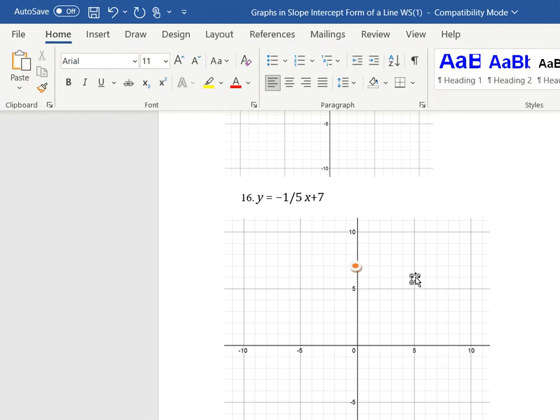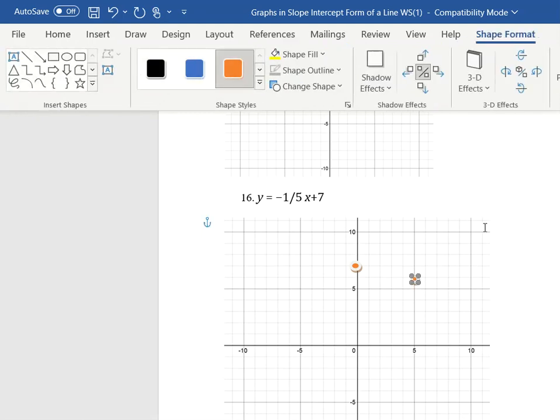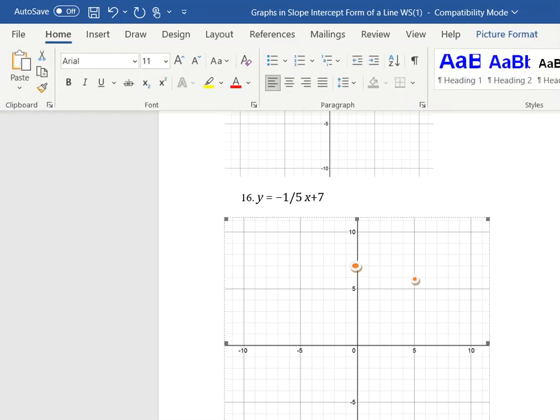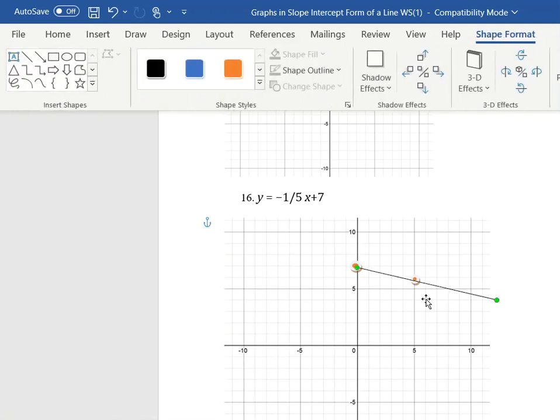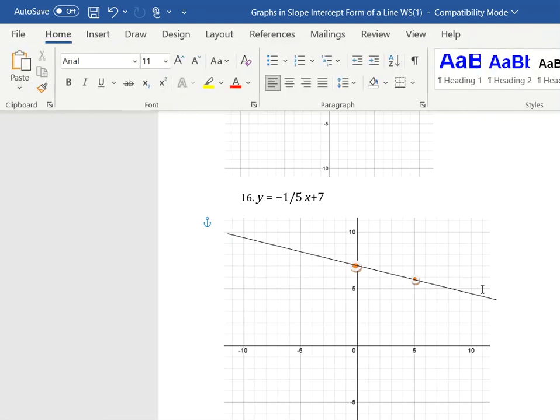And again, if you want to color it in or something, go ahead. And those are my 2 points. And now you have to draw a line through there. So I'm going to get the line tool, and I'm going to go through these points, and then I'm going to drag it up farther because I want it to go through and beyond the points. I don't just want to start and stop at the points. And that's the graph of y equals -1/5 x plus 7.